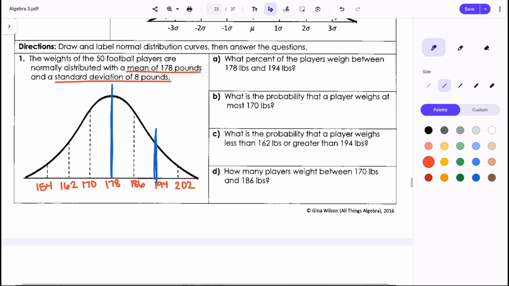Okay, now to get our percentages, remember those percents that we wrote up above? We need to copy them down onto this bell curve so we can actually start doing the math. So those numbers don't change. So 34.1, 13.6, 2.2, and 0.1.